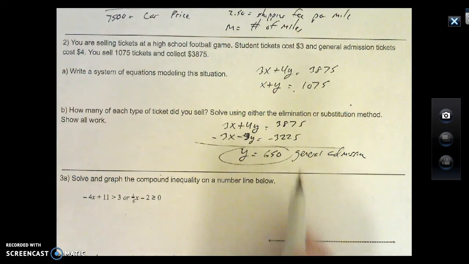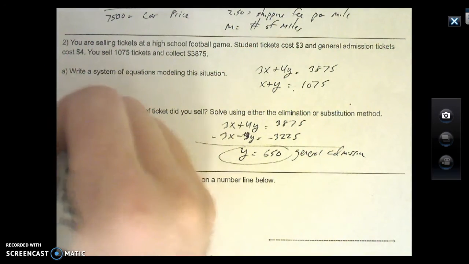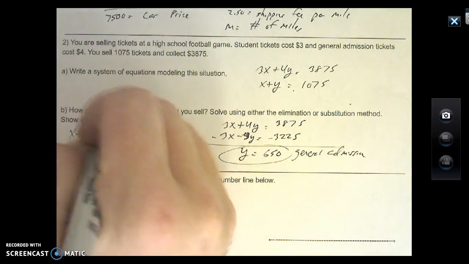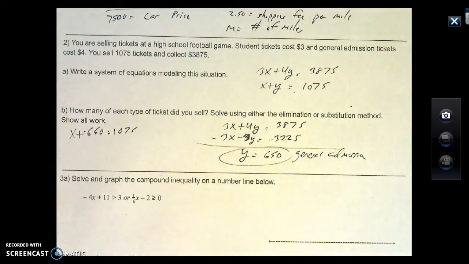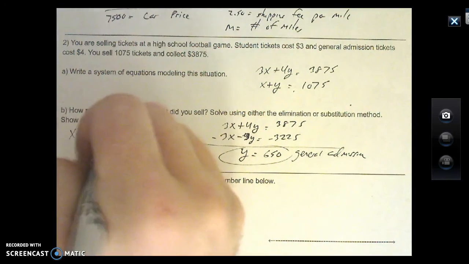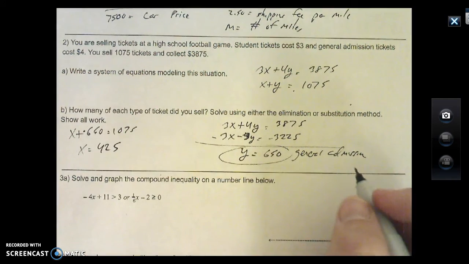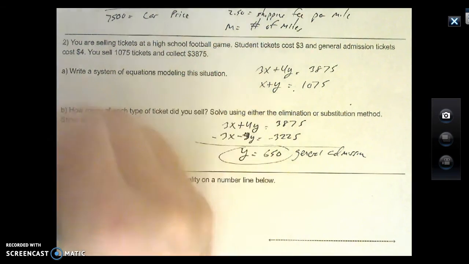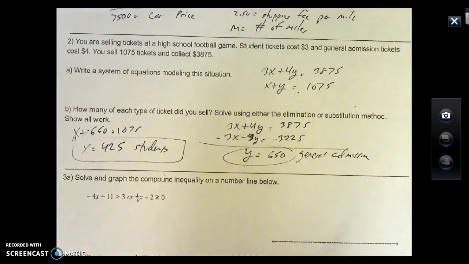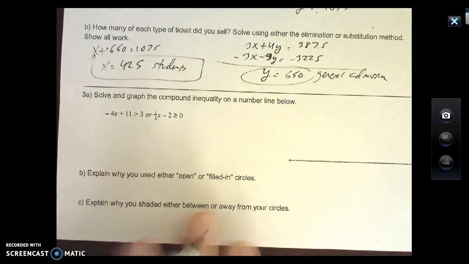Okay, and then find the other one. Let's just do x plus 650 equals 1,075. So 1,075 minus 650. X equals 425. Student tickets. Students. Okay? Great. See if I can try and get these last few in.